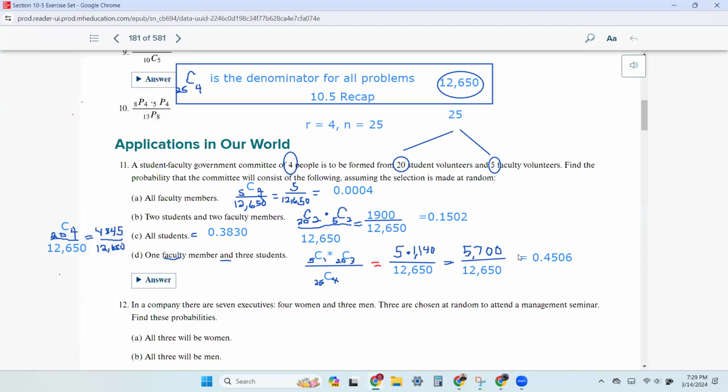So again, that was a recap of 10.5. I wanted to go through this because you'll see a number of ones like this. Remember, for the and, you're multiplying in the numerator. The denominator for all of them will be how many you're picking from the total. That's the 12,650, because that's 4 being picked from 25. That's what's being done blindly. And then each one of the questions tells us what the specific numerator is going to be.